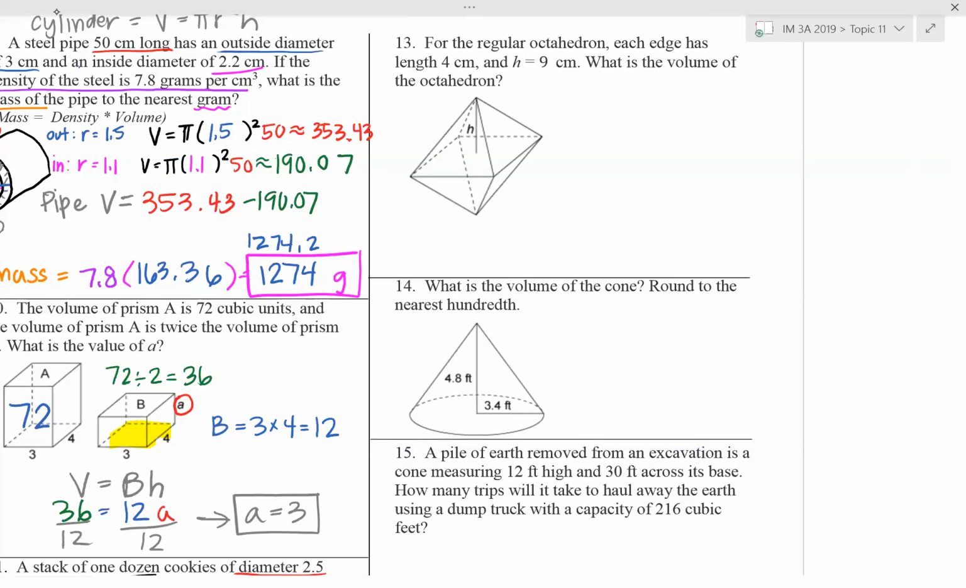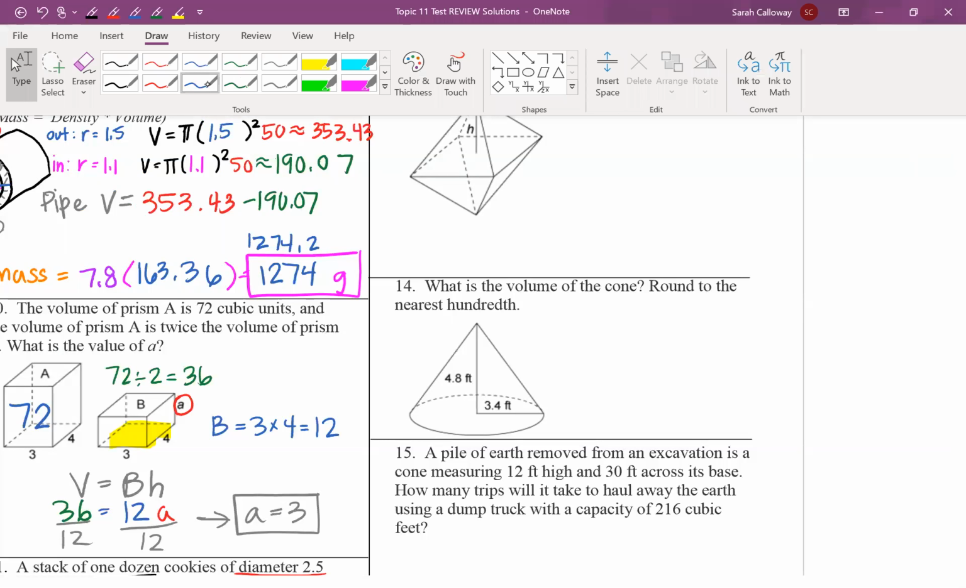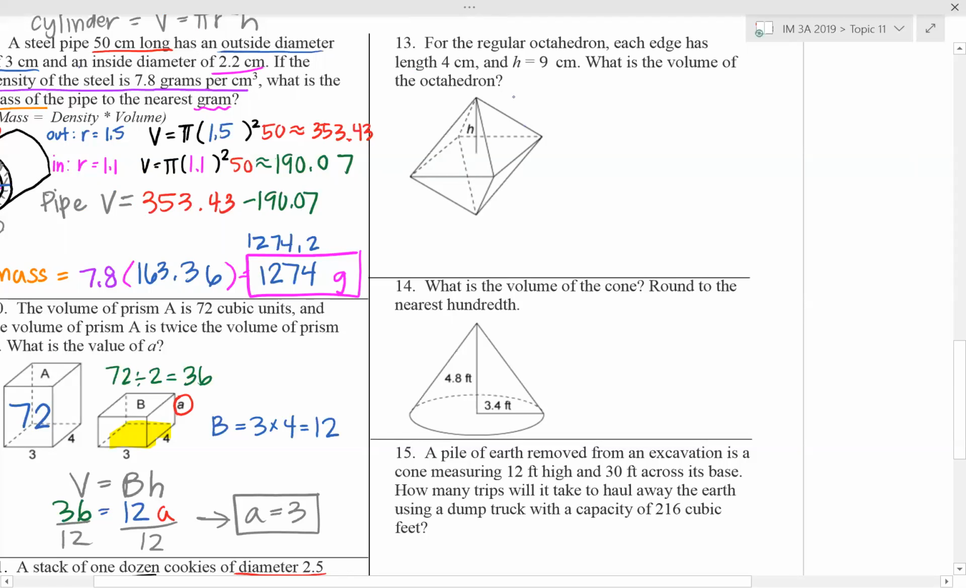octahedron? Even though it's called an octahedron because it has 8 triangular faces, where they're equilateral triangles, it's telling us that each of these edges is 4 centimeters all the way around. So these are equilateral triangles with 4 centimeter edges. There's 8 of them, hence the name octahedron.